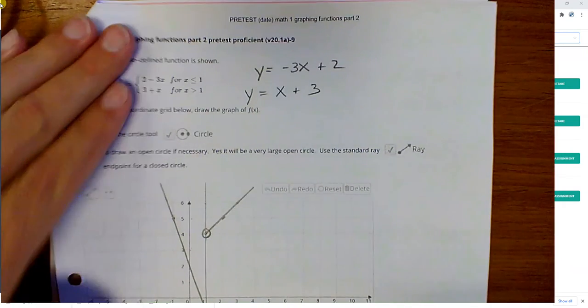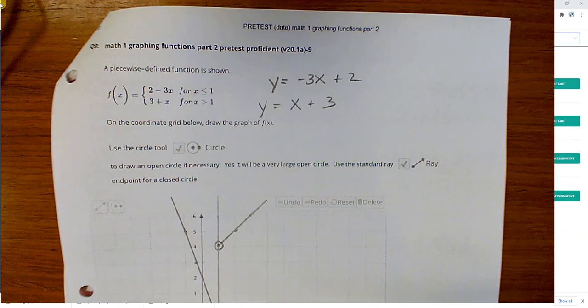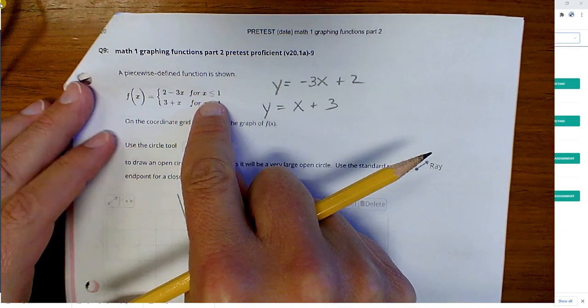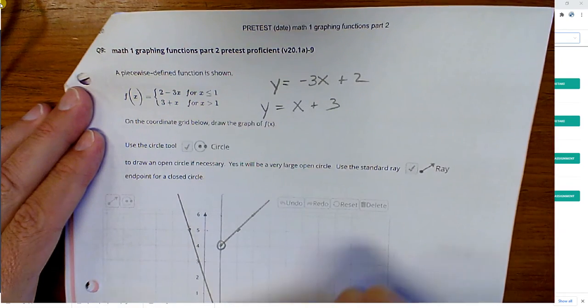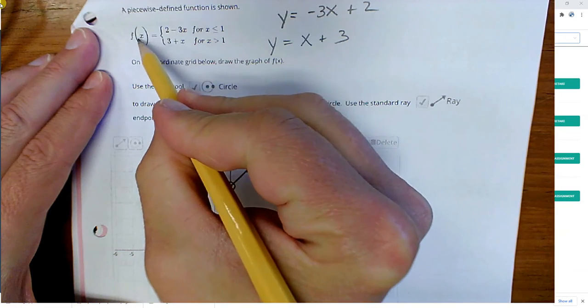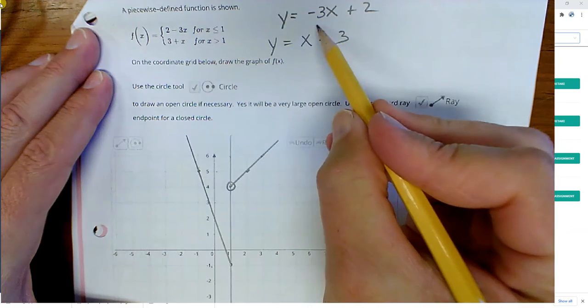Ooh, a piecewise function. I highly recommend that you do piecewise functions on a piece of graph paper. It's really difficult to do otherwise. So this thing's transitioning at x equals 1, and I drew a vertical line at x equals 1. My first graph is y equals negative 3x plus 2.